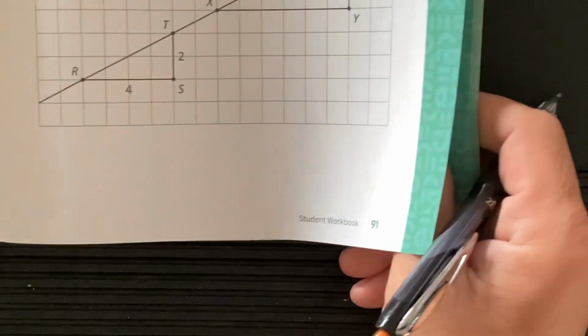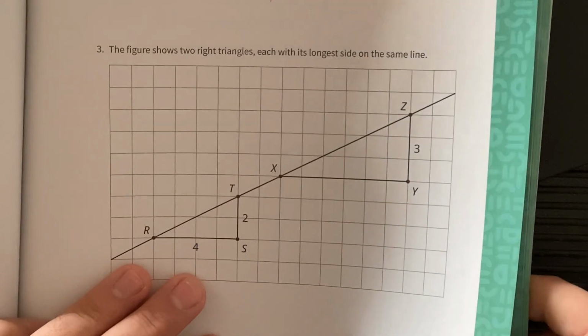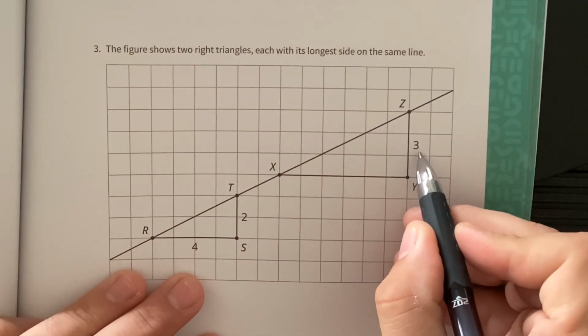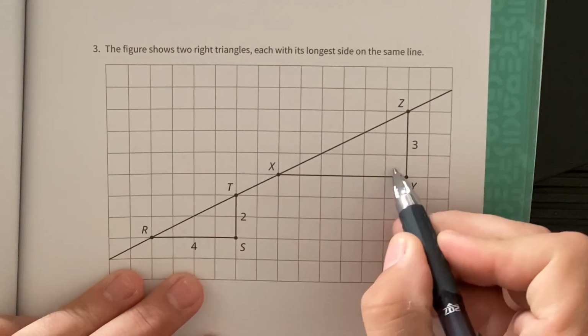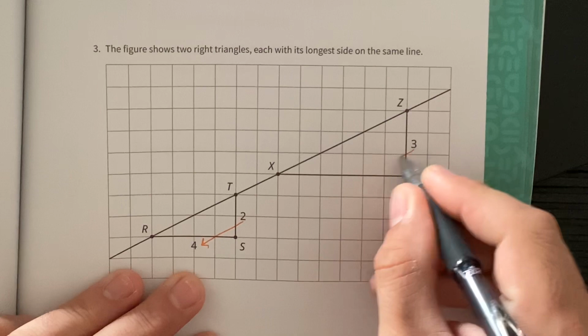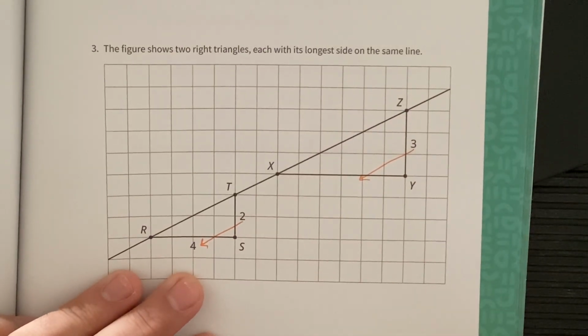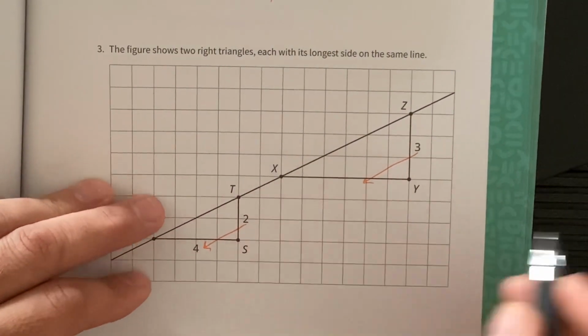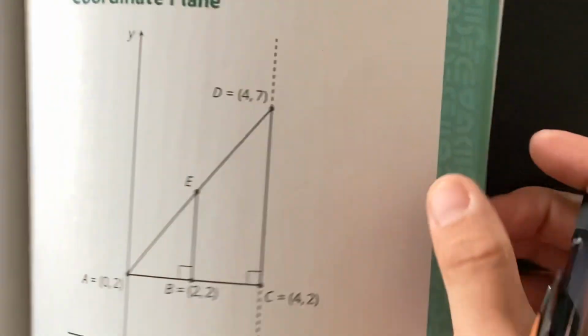How long is XY? Well, I could figure out 2 times what is 3. That would be 1.5 and do the same to 4. Or you can compare the triangles themselves and say, hey, that's double. So that one has to be double. Or you could just simply count because it is a nice whole number. Either way, you should get 6.